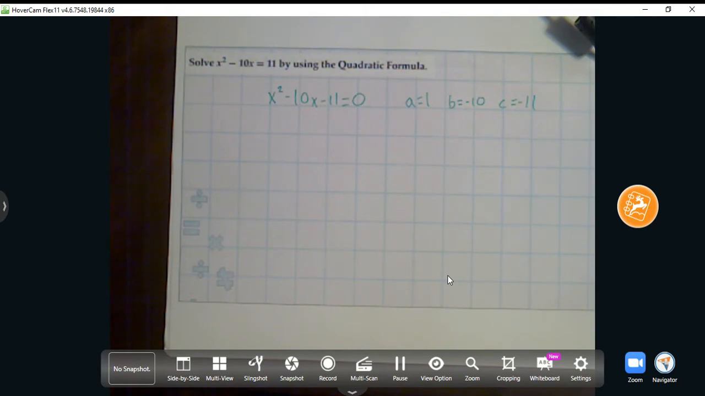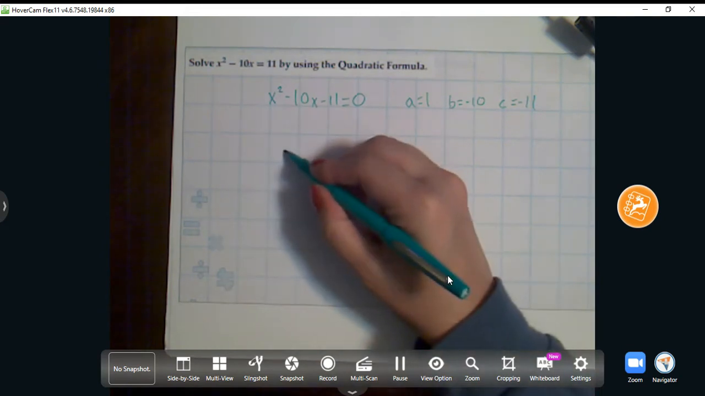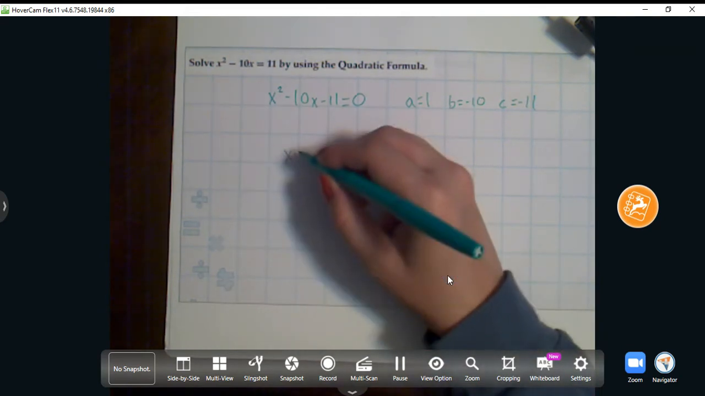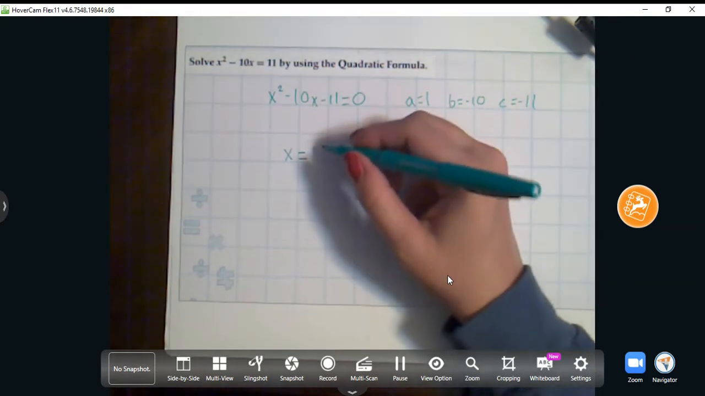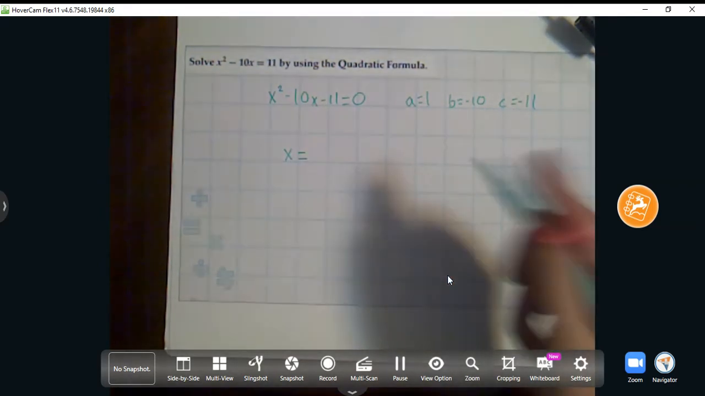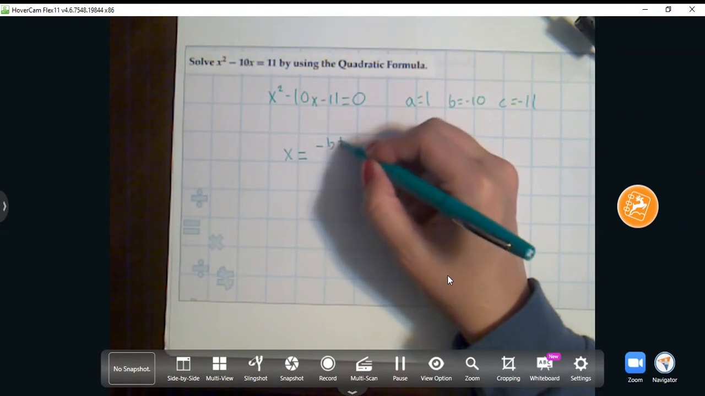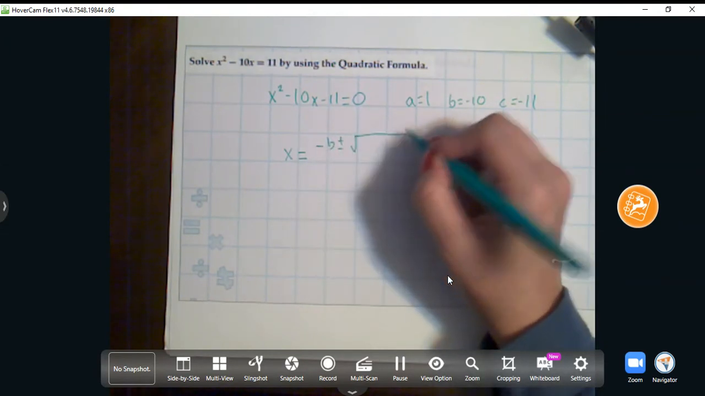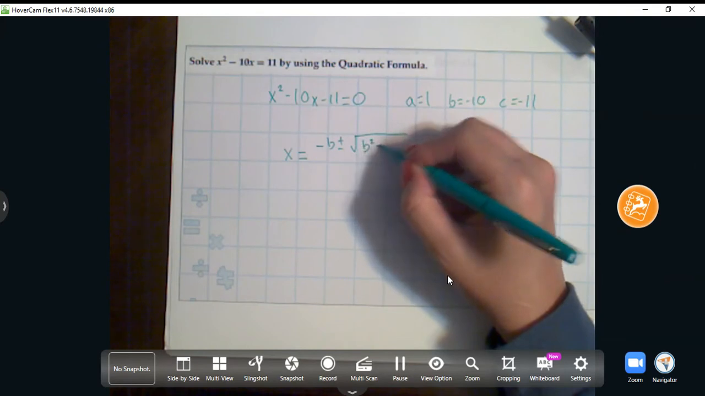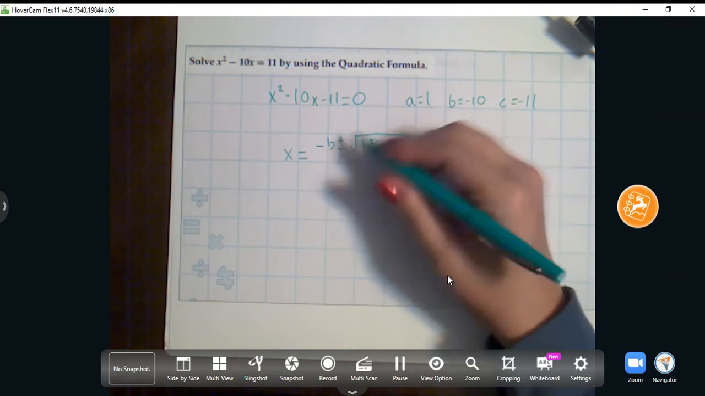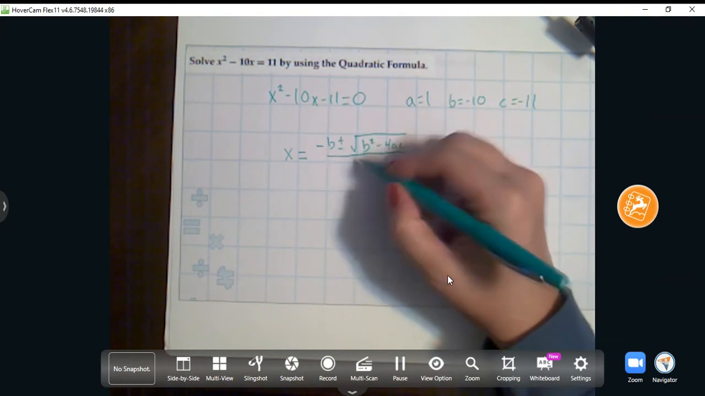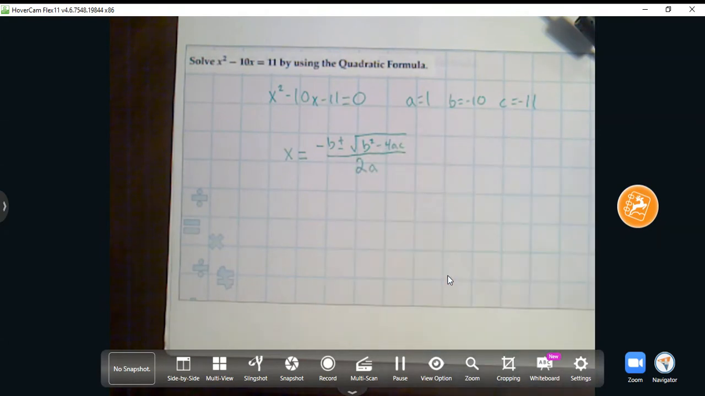I also noticed that these do not include our x's. We're not going to be plugging in x's, and that's really important because we're trying to solve for x, so we can't plug x's into our formula. So let's write out that formula again, so we practice it and get better at memorizing it, because we will need to memorize it. So x equals negative b plus or minus the square root of b squared minus 4ac all over 2a.